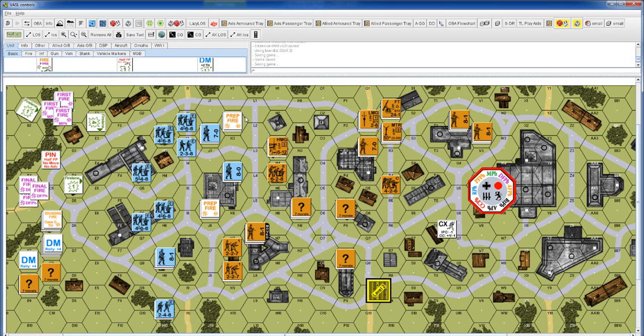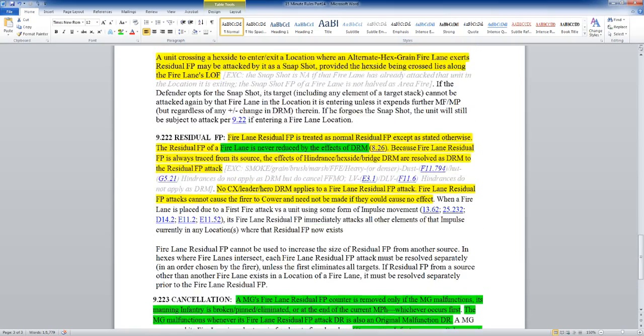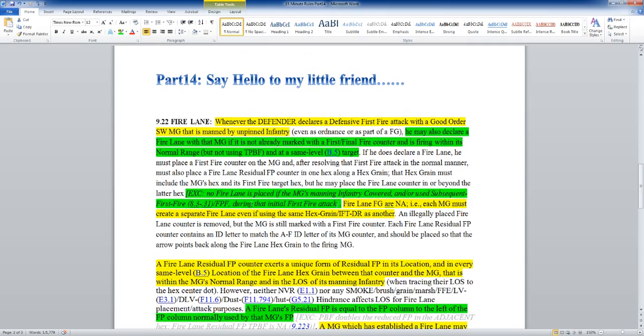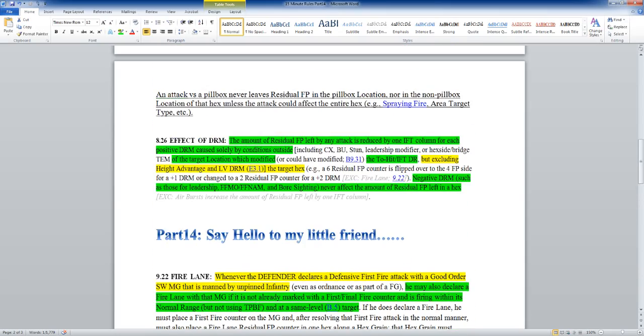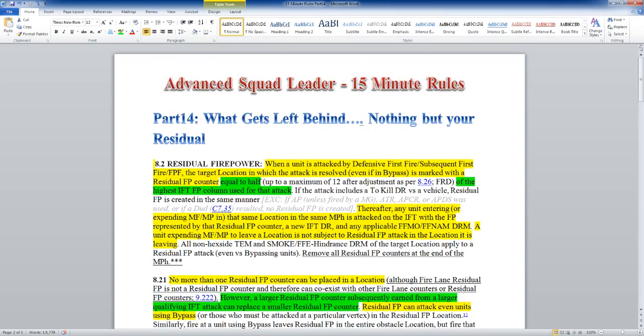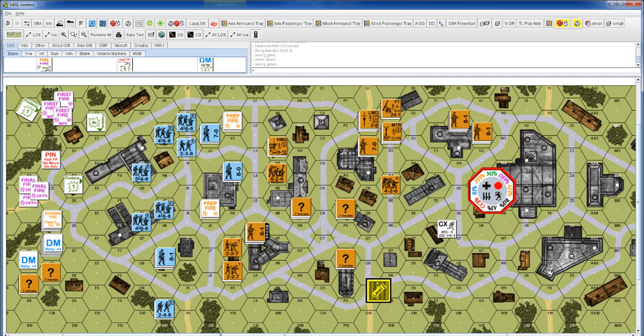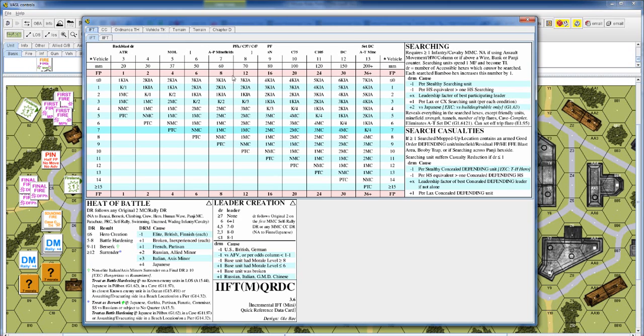firepower that's going to cause your opponent, anytime they enter into the hex, throughout the movement phase, to take an attack. So the difference between residual firepower and fire lane firepower is quite a big difference. Hopefully, between the last episode and this episode, you're able to understand a few of the differences. One of the main differences: with normal residual firepower, you're going to take half of your firepower. And with the fire lane, you're going to just take one column to the left.